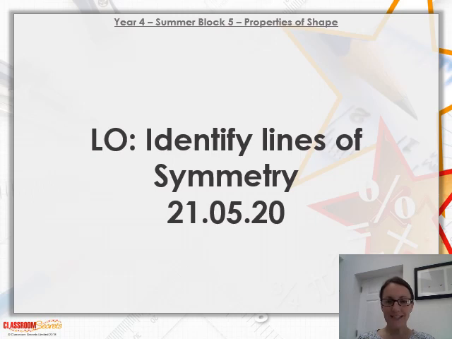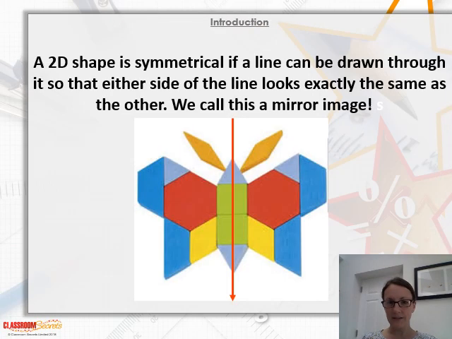Hello everybody, and today we are going to identify lines of symmetry. Okay, so what does that mean, symmetry? A 2D shape is symmetrical if a line can be drawn through it so that either side of the line looks exactly the same as the other, and we call this a mirror image.